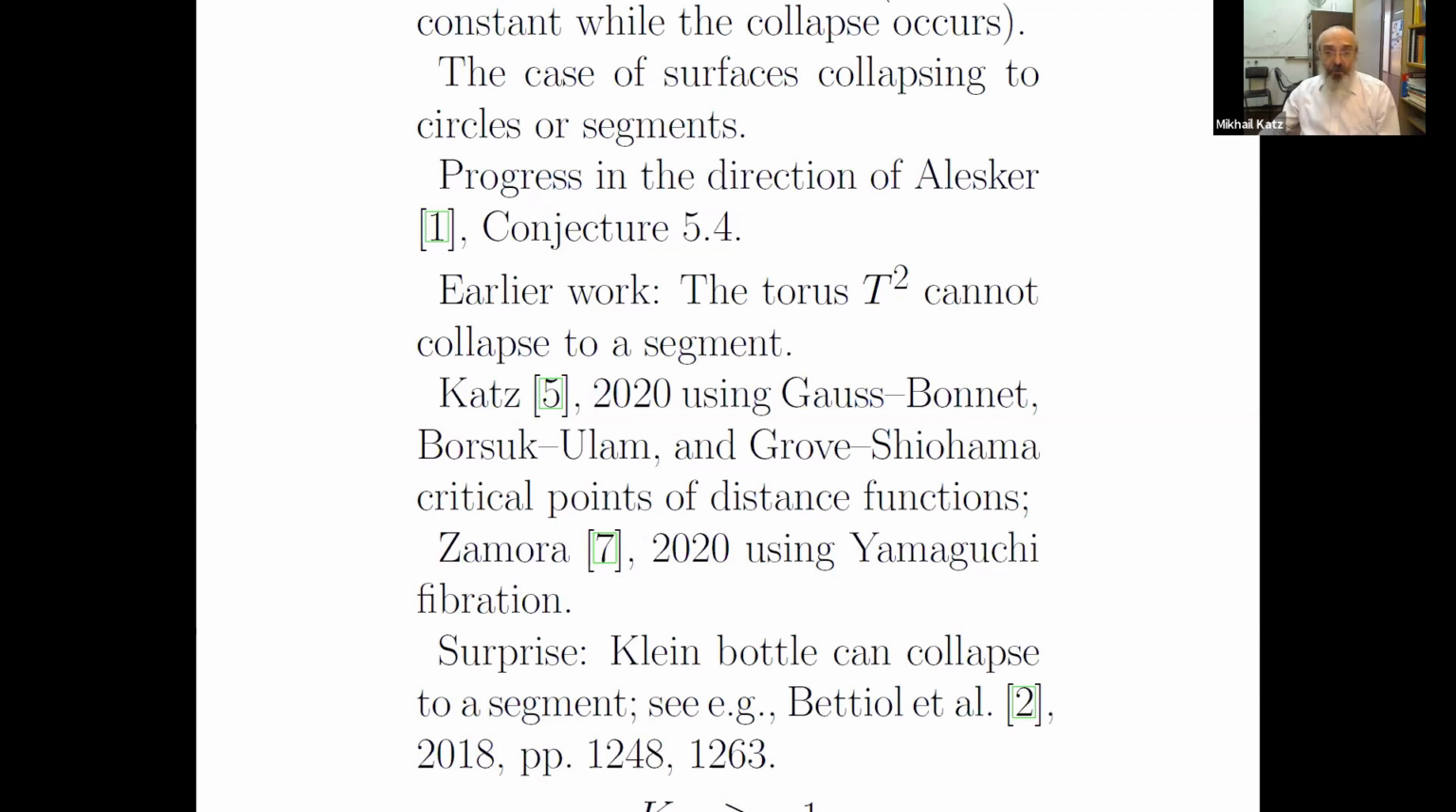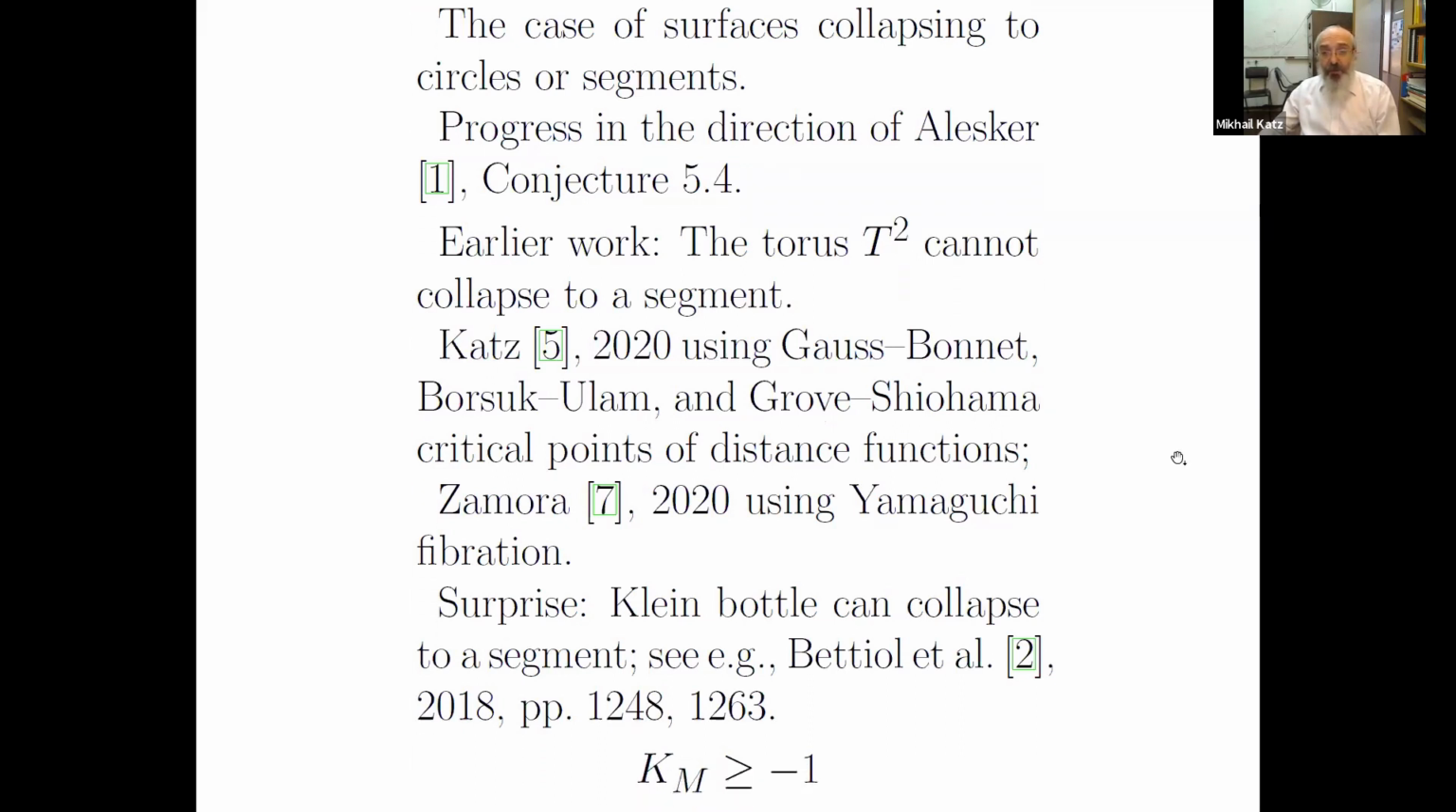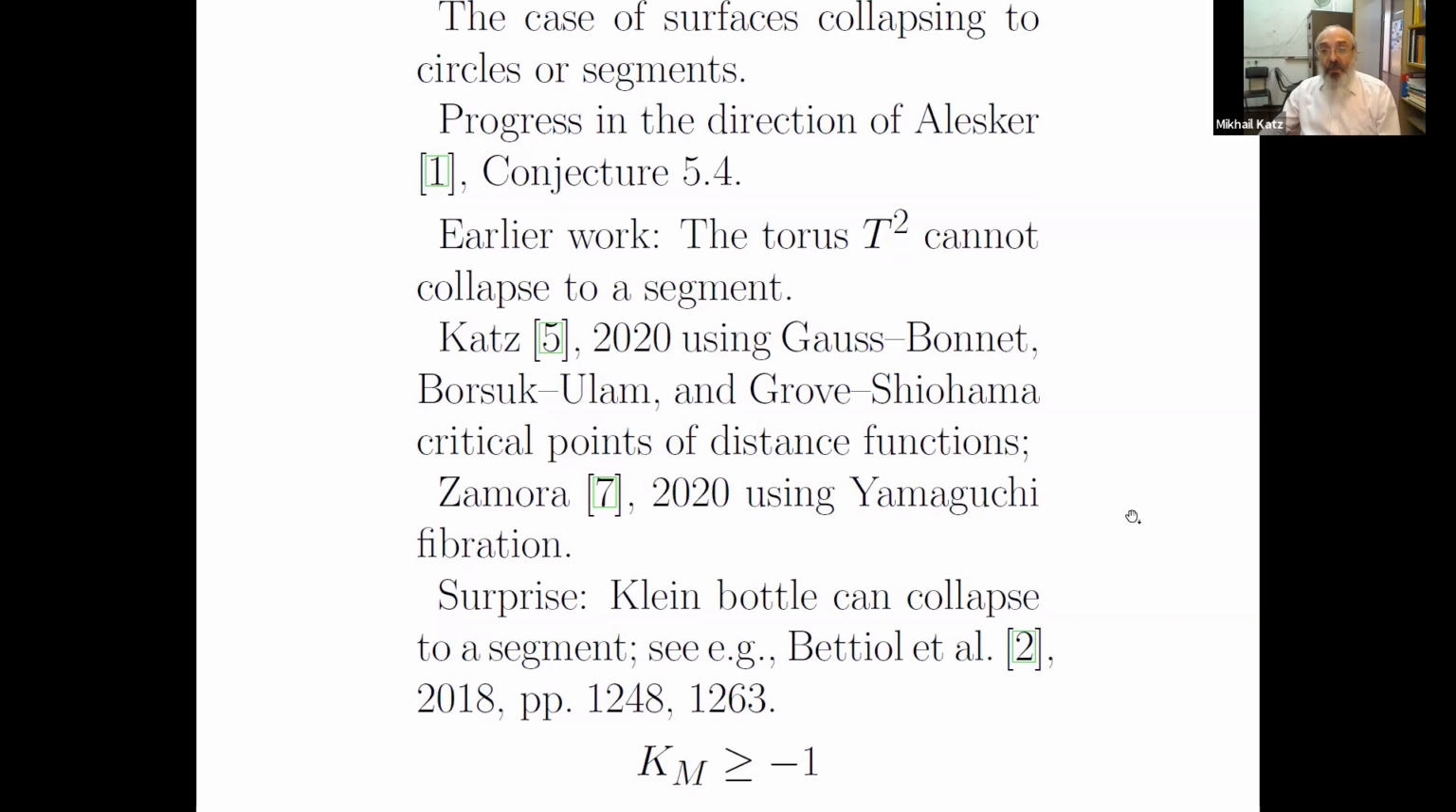The torus cannot, but the Klein bottle can. And this is not something that Zamora and I noticed. This observation appears in a paper by Bettiol and others from 3 years ago, on these pages here. Possibly there are earlier references, but I wasn't able to find any. Anyway, it's a trivial observation, but I haven't found any earlier sources for it.